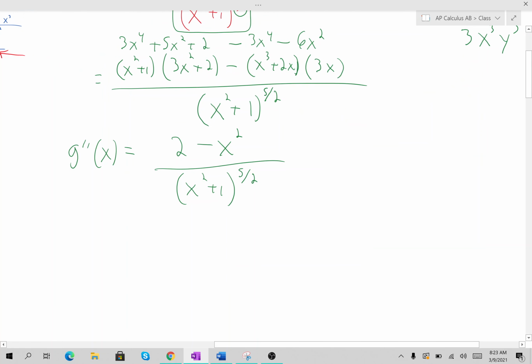Okay, we want to know where that's 0. We could factor this into root 1. I'm not going to factor it. If you get root 2 and negative root 2, right? So we want to know where this is 0. That happens when the top is 0, and that happens when x is plus or minus root 2.